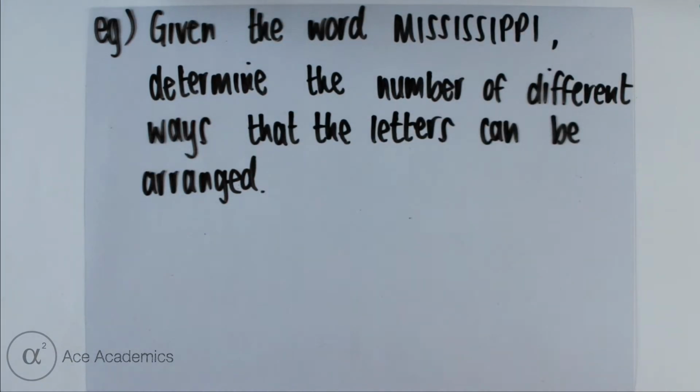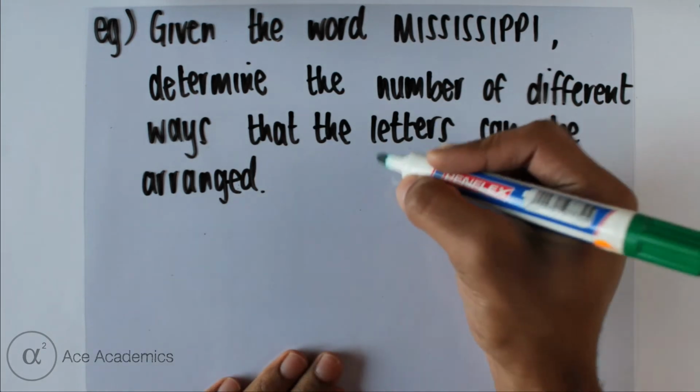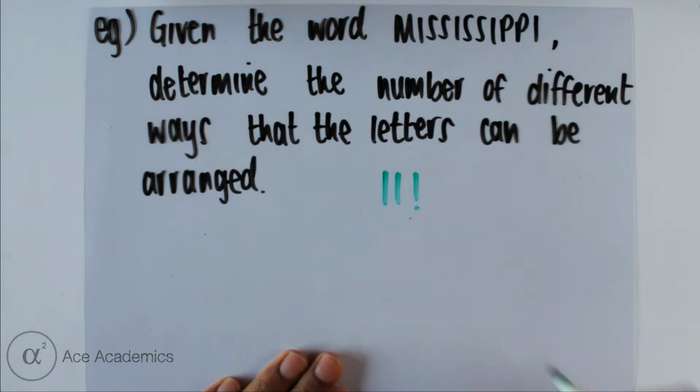The example reads, given the word Mississippi, and don't worry, I also struggle to spell the word, determine the number of different ways that the letters can be arranged. Now, there are 11 letters in the word Mississippi, and we notice that there are 4 S's, 4 I's, and 2 P's. So, to find out the number of ways that the letters can be arranged, factoring the fact that we have some letters that are duplicated, it'll simply be 11 factorial.